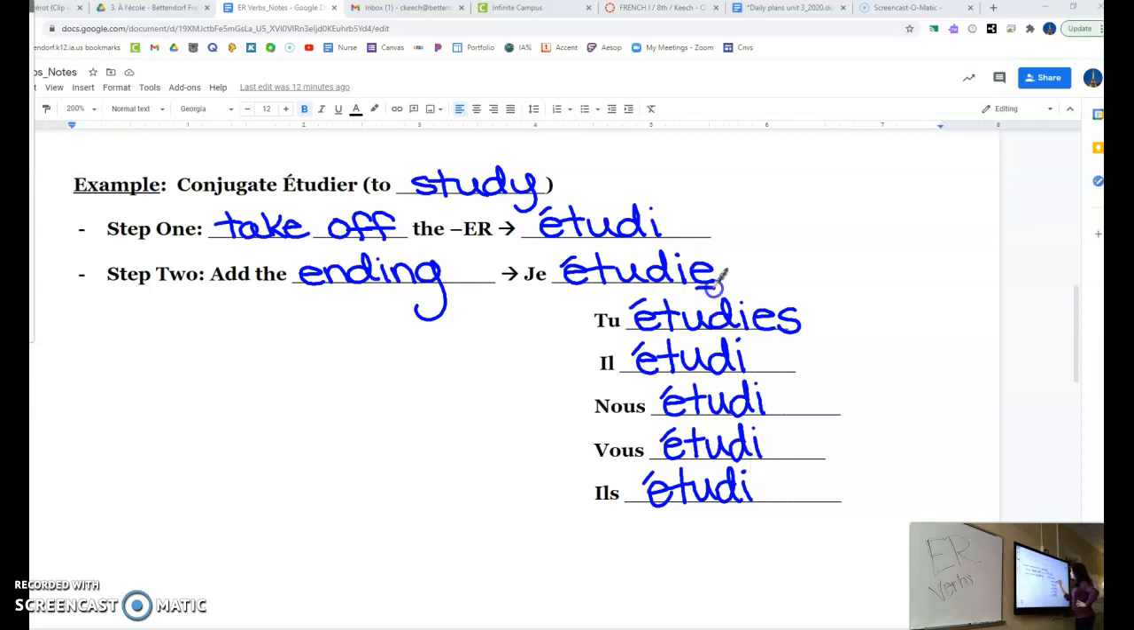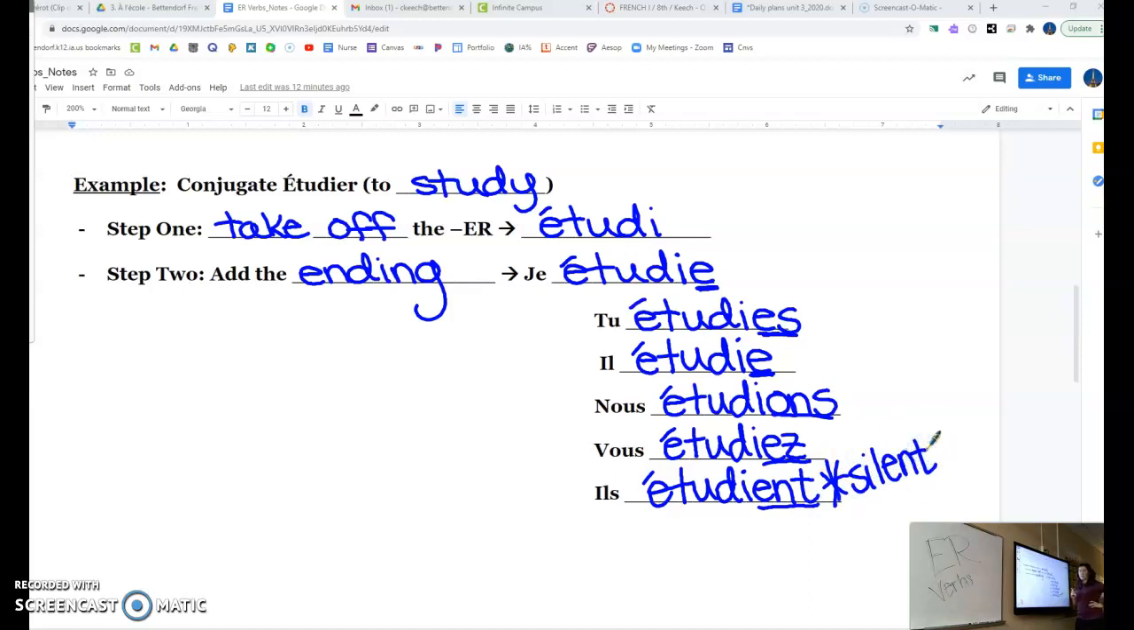I already did this for je, the ending is E. For tu, the ending is ES. For il, the ending is E. For nous, the ending is ONS. For vous, the ending is EZ. For ils, plural, the ending is ENT. And this one, I'm going to put a little star because that is silent.